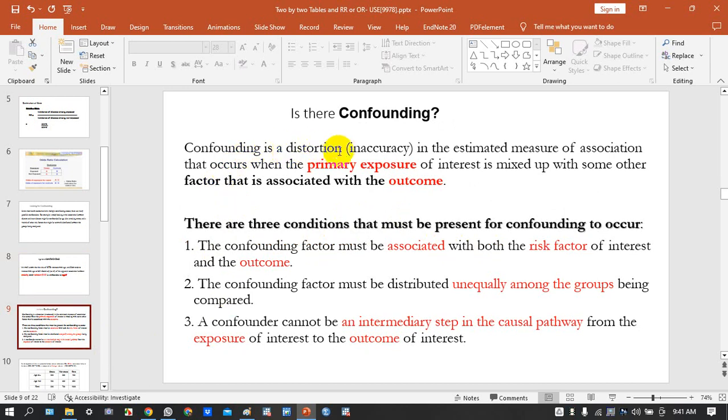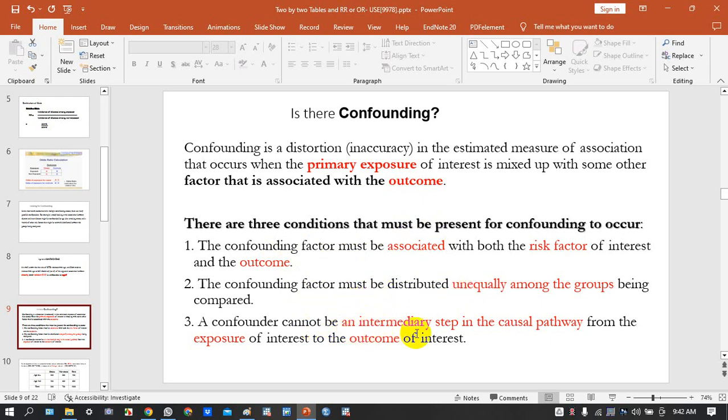So confounding is a distortion, an inaccuracy in the estimation of measurement of association that occurs when the primary exposure of interest is mixed up with some other factor that is associated with the outcome. There are three conditions that must be present for confounding to occur. 1. The confounding factor must be associated with both the risk factor of interest and the outcome. 2. The confounding factor must be distributed unequally among the groups being compared.